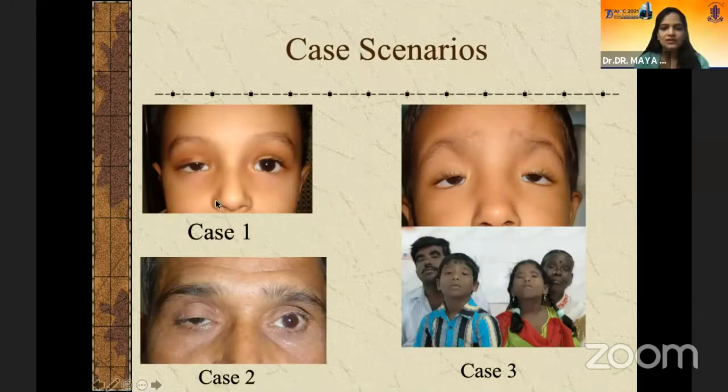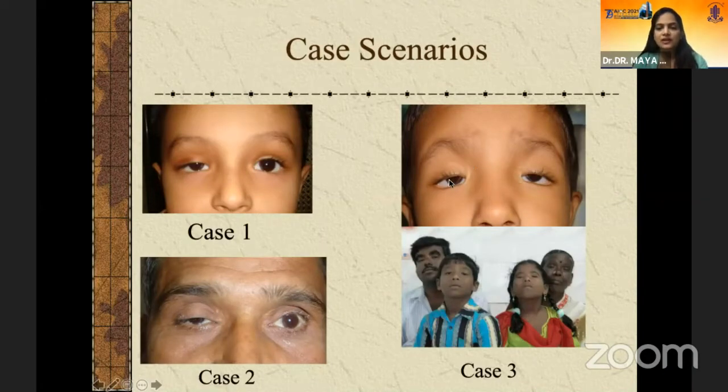This is the first case, a 4-year-old male who is having moderate ptosis with a faint or absent lid crease and a poor LPS action. Here is the second case, a 64-year-old male. He is having a severe ptosis with a high and deep lid crease and a good LPS action.